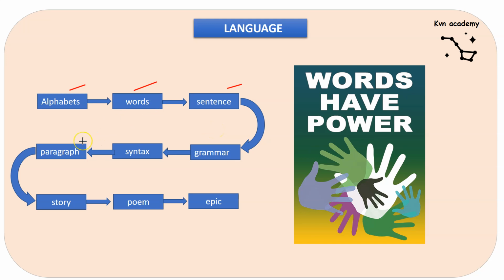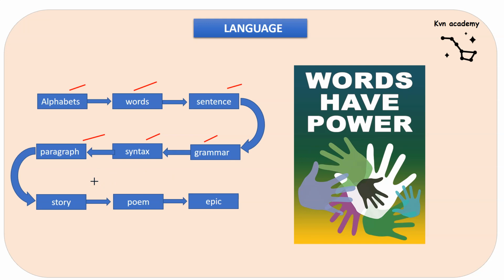Then we construct paragraphs using words and sentences. And we construct sentences and paragraphs using syntax and grammar, following strictly syntax and grammar. If we don't follow syntax and grammar, others cannot understand, and there will be only chaos. We cannot understand each other. We cannot communicate with each other. So we have to follow syntax and grammar strictly.